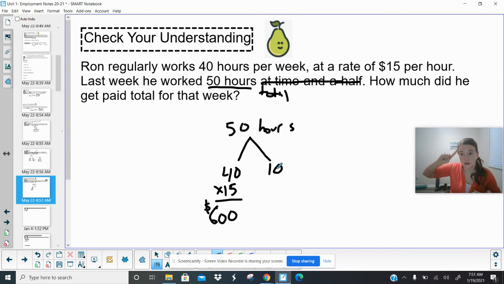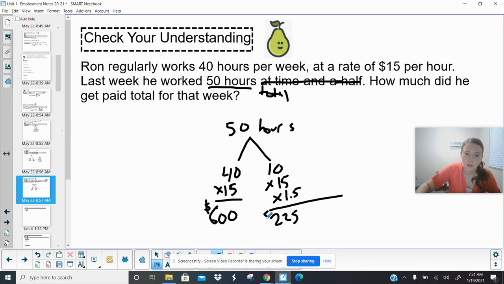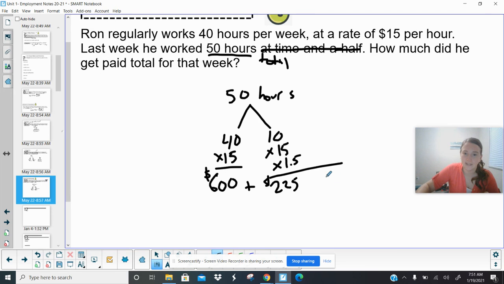For the 10, here's the thought process. You want to think, okay, if they were regular normal hours, it would just be 15. But these are not regular normal hours. These are overtime. So we should also multiply by the number for time and a half, which is 1.5. So 10 times 15 times 1.5 gets us to be 225. And then again, we add these numbers back together at the end. You should have gotten 825 as your total.